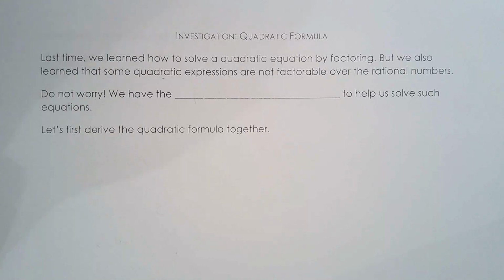And if that's the case, then we really can't progress. We can't break it down into factors and apply the zero product property. And if that's the case, then we have our superhero coming to our rescue. We have this thing called the quadratic formula.